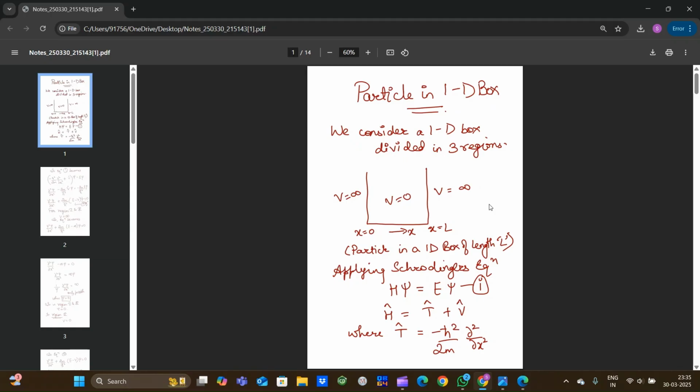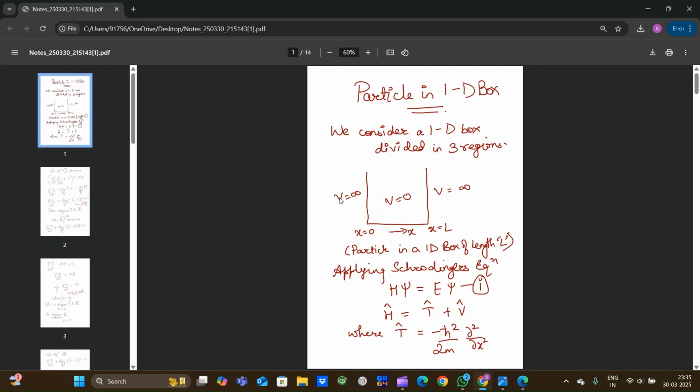Everyone. So today we will discuss particle in 1D box, particle in 3D box, and postulates of quantum chemistry. For that, first let's move on to particle in 1D box. For this, we will consider a 1D box that is divided in three regions.